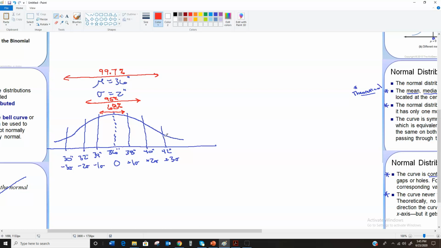So if we go up into this tail up here, this right here, under this curve, is the percentage or the possibility or the probability or the area, however you want to say it.